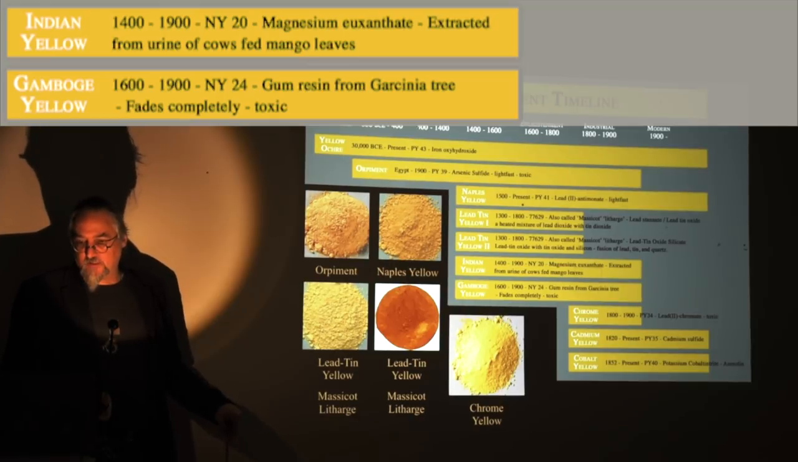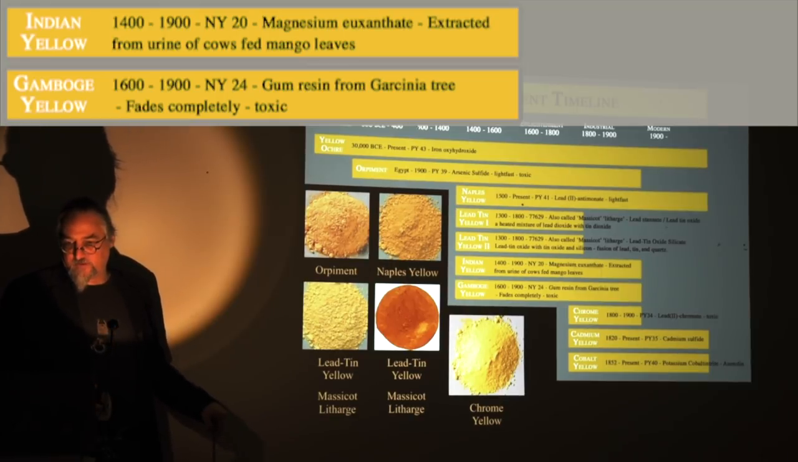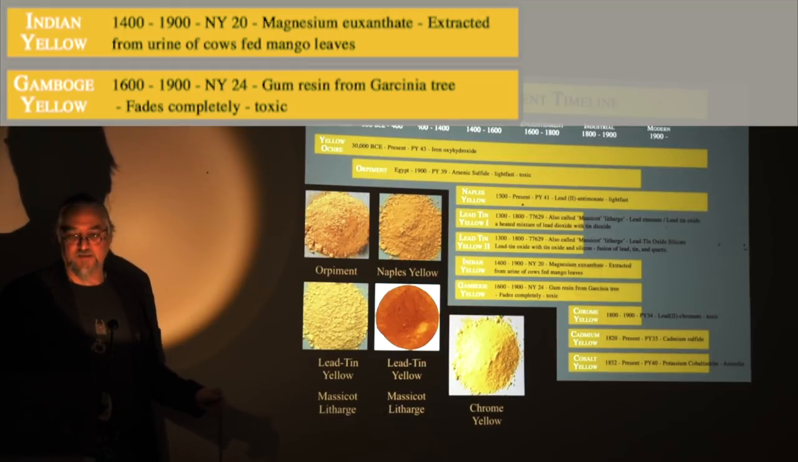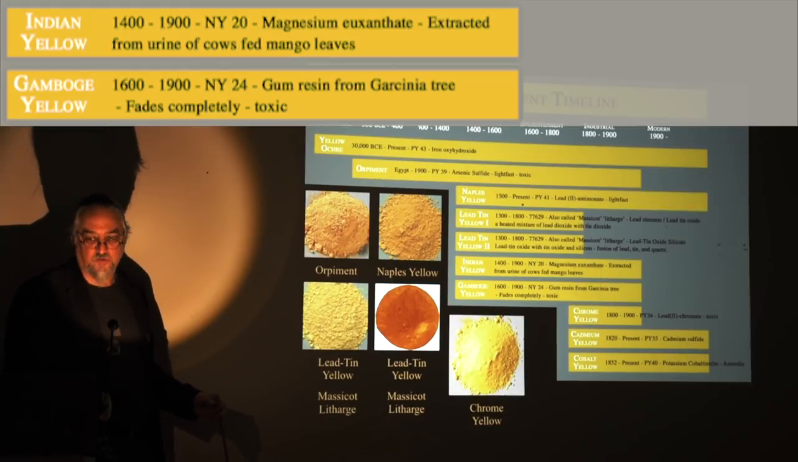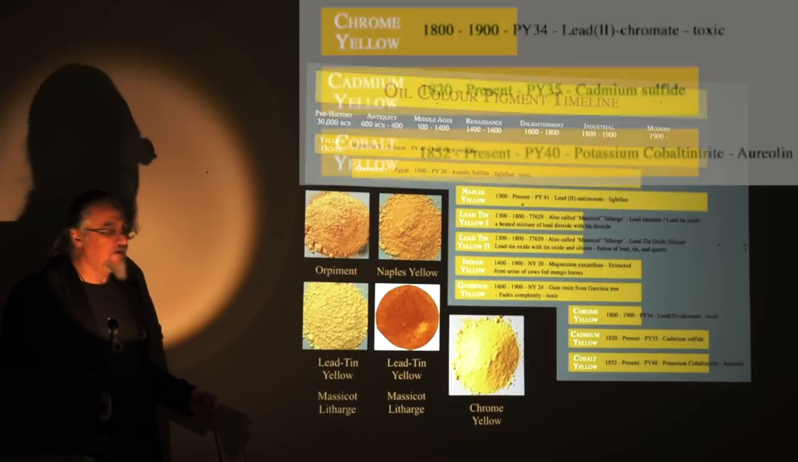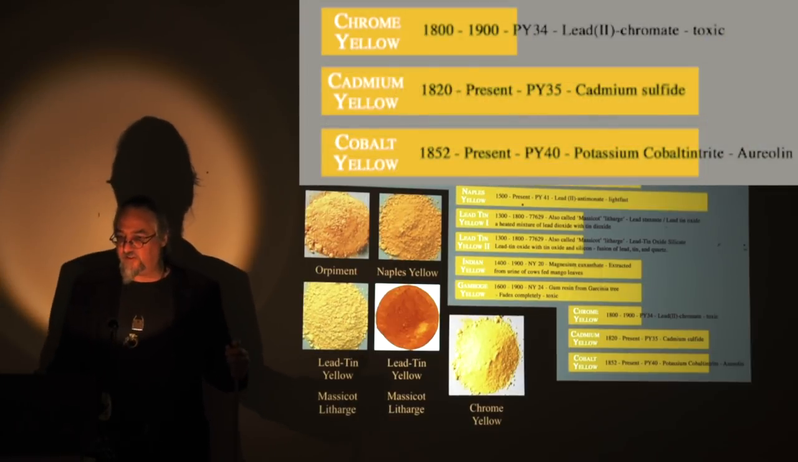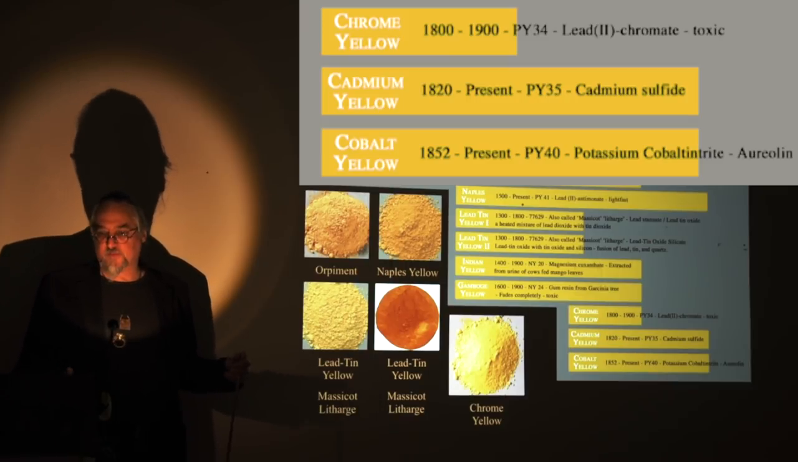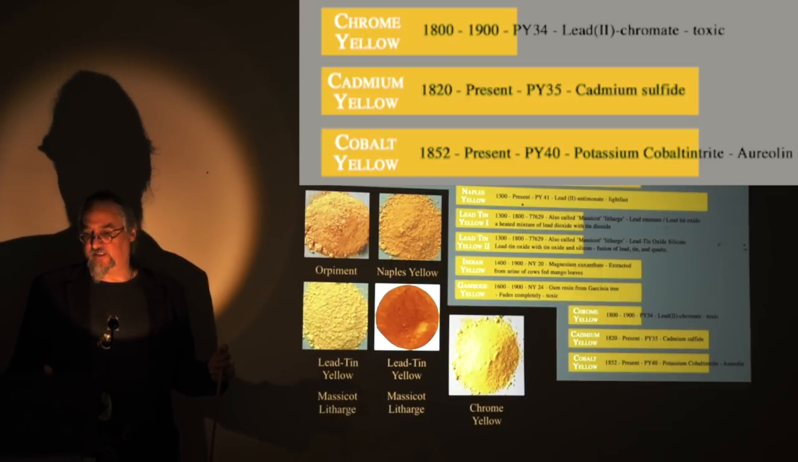Gamboge yellow, which is a gum resin from the Garcinia tree, was also used, but unfortunately, it's not a very stable pigment. It fades and it's also toxic. So its history was not as long. Coming to the industrial age then, new yellows were invented to replace these other unstable or toxic materials.